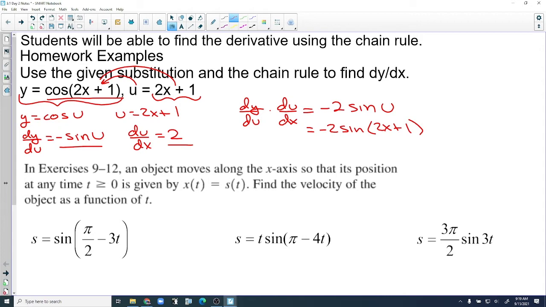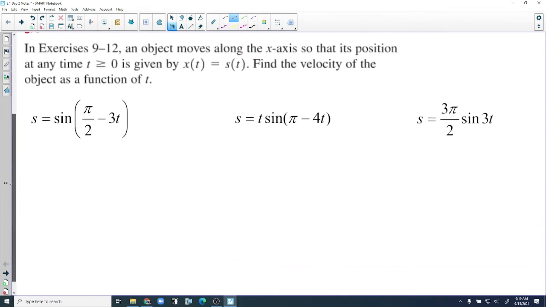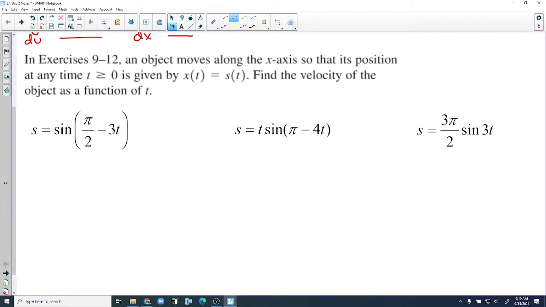All right, if you're watching this video at home, I'm going to give them time to do these problems, so you might want to fast forward. An object moves along the x-axis so that its position at any time t greater than or equal to 0 is given by, and then here it says find the velocity of the object. So you're going to go v is equal to, with your partner, help each other out. Let's do all three of these. Give it a try. Let's see if you're catching on to this.